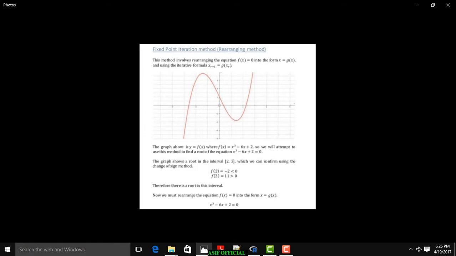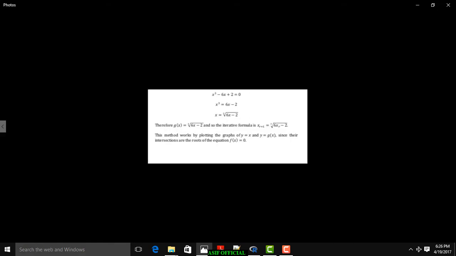Now we must arrange the equation f of x equal to 0 in such a form that x equal to g of x, as the equation is x cube minus 6x plus 2 equal to 0. By doing some basic mathematics, we put the 6x minus 2 on the right side, so x cube equals 6x minus 2, and taking the cube root, x is the cube root of 6x minus 2. Therefore g of x is the cube root of 6x minus 2, and so the iterative formula is x of r plus 1 equal to the cube root of 6 times x of r minus 2.